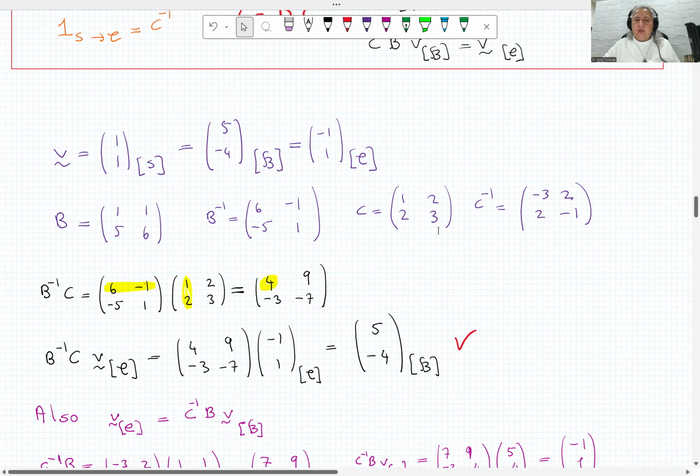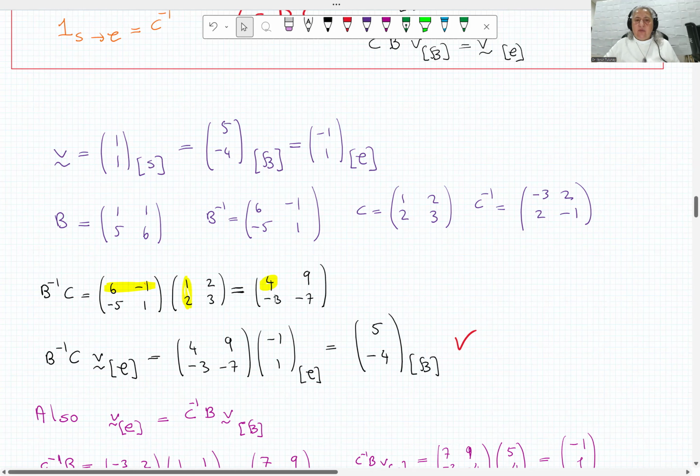Multiply this matrix with respect to C, and it will give us 4, minus 3, 9, minus 7. As you know, you're multiplying a row in the first matrix together with a column in the second matrix with the dot product. So this times this, 6 minus 2 will be 4, and so on. 12 minus 3 is 9.